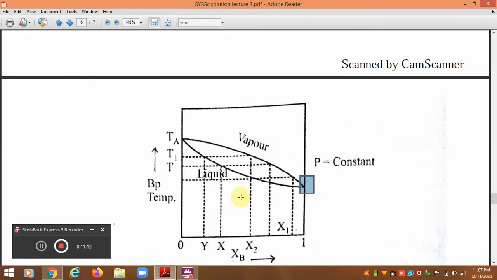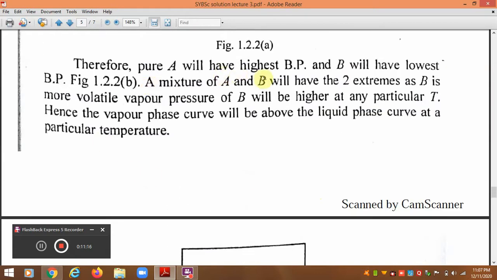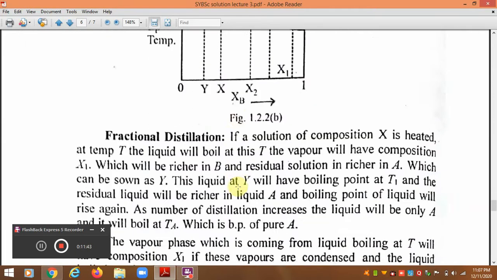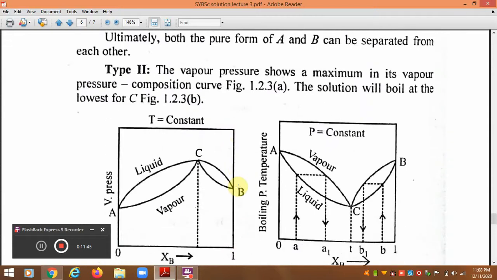This is nothing but the way in which pure A will have the highest boiling point and pure B will have the lowest boiling point, and the mixture of these two, A and B, will have values in between. As B is more volatile, its vapor pressure will be higher at any temperature than A, hence the vapor pressure curve will be above the liquid phase. So this is the vapor pressure curve of B. This line indicates the liquid phase, and this line indicates the vapor pressure. So this is the first case, in which the vapor pressure continuously increases with the change in composition.